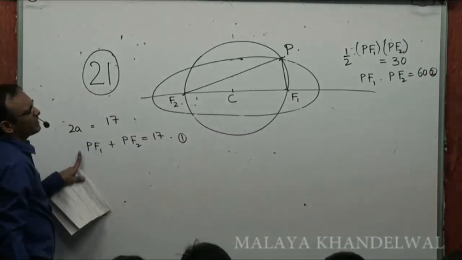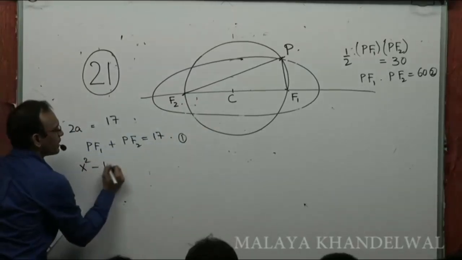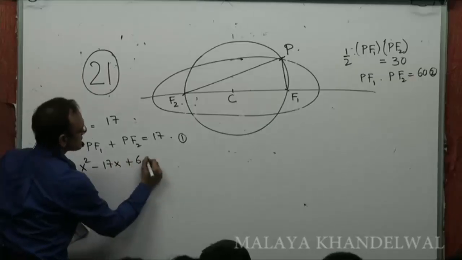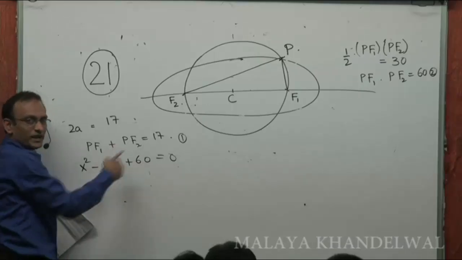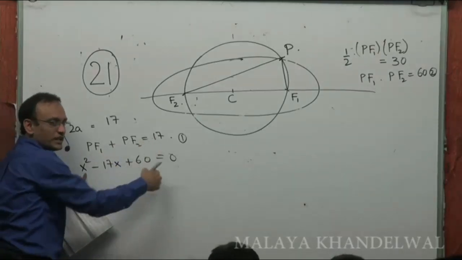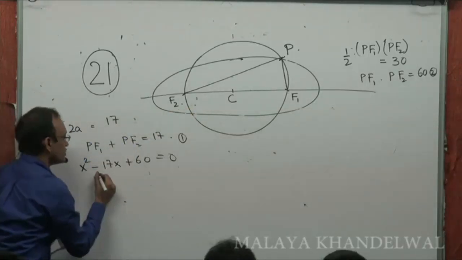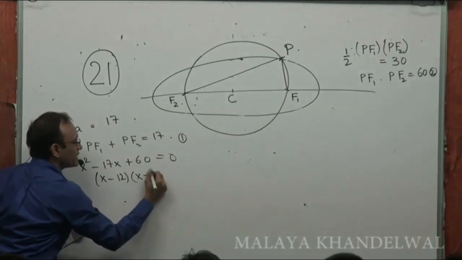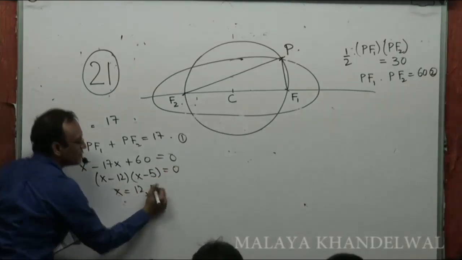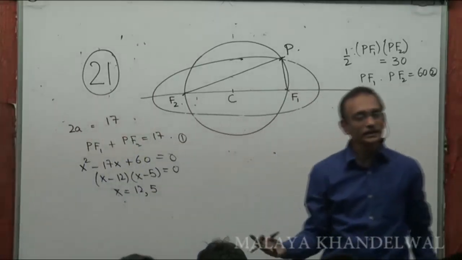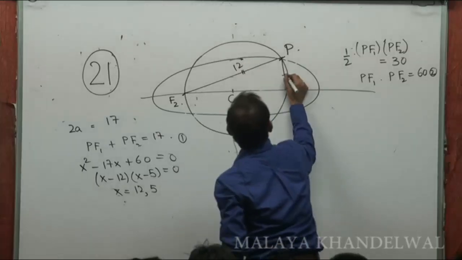Right? So obviously PF1 and PF2 are roots of x squared minus sum of the roots, 17, into x plus product of the roots, 60, equal to 0. So x minus 12 into x minus 5 must be 0. So one of them must be 12, the other one must be 5. Any one of them could be 12, the other would be 5. So PF1, for example, is 12, then this will be 5.